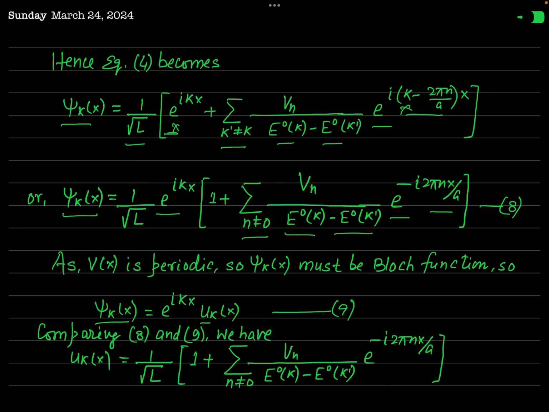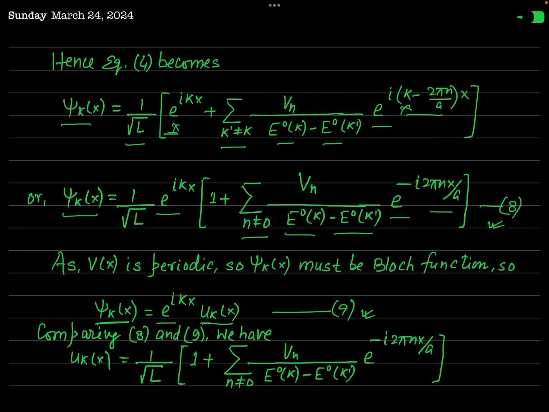And so you can say, in accordance with Bloch's theorem, psi k of x must be given like e to the power i k x times u k of x. But the actual value of psi k of x we have derived in this equation 8. Okay, in this equation 8. So now let us compare this equation 8 with this equation 9.